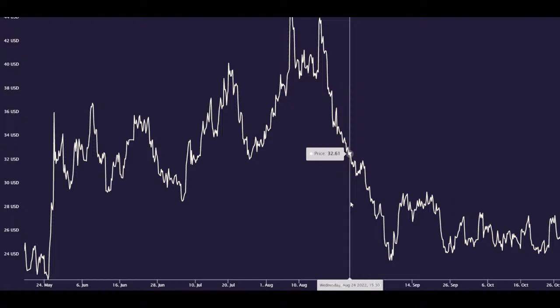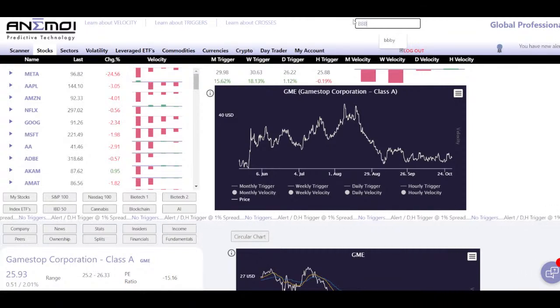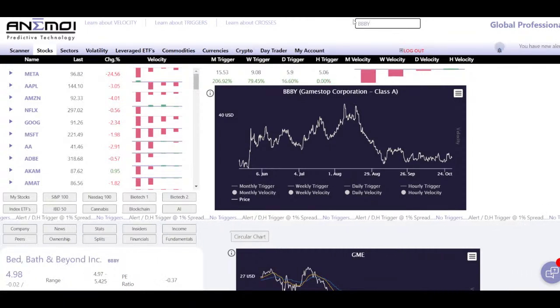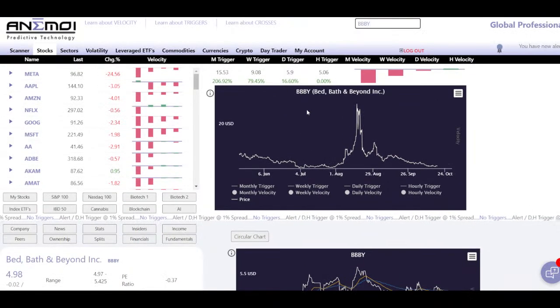What are the trigger markers for BBBY? So I can show you, but if you want to follow along on your own, this is entirely free, no charge whatsoever to see these exact same charts. Just DM me for the link, or just Google Nimoy Predictive Technology. But the hourly trigger is at 5.06, the daily trigger is at 5.90, weekly is at $9, and the monthly trigger is at 15.53.